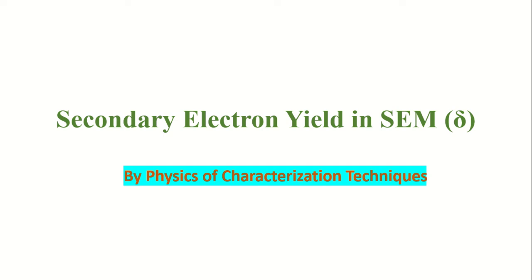So previously, I talked about the different kinds of signals that are generated from the specimen when the high energetic electron beam is incident on the specimen. So here in this video, I'm gonna talk about the secondary electron yield in scanning electron microscope. This secondary electron yield is represented by the symbol delta.